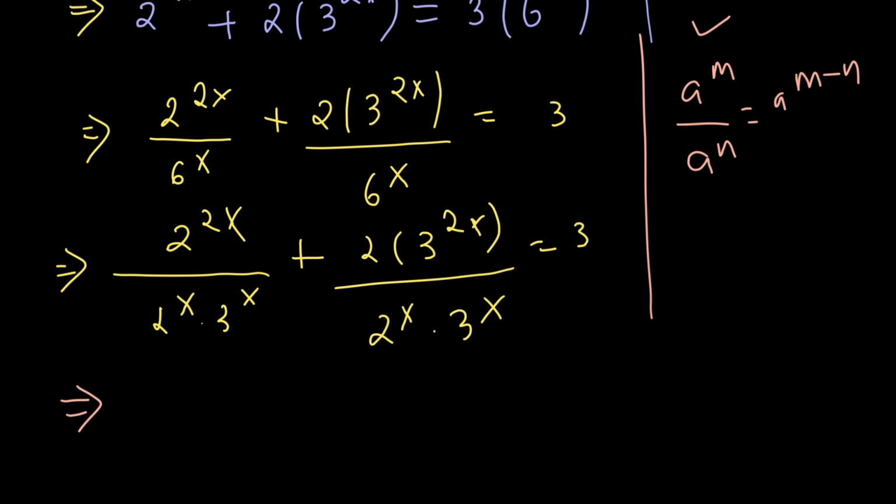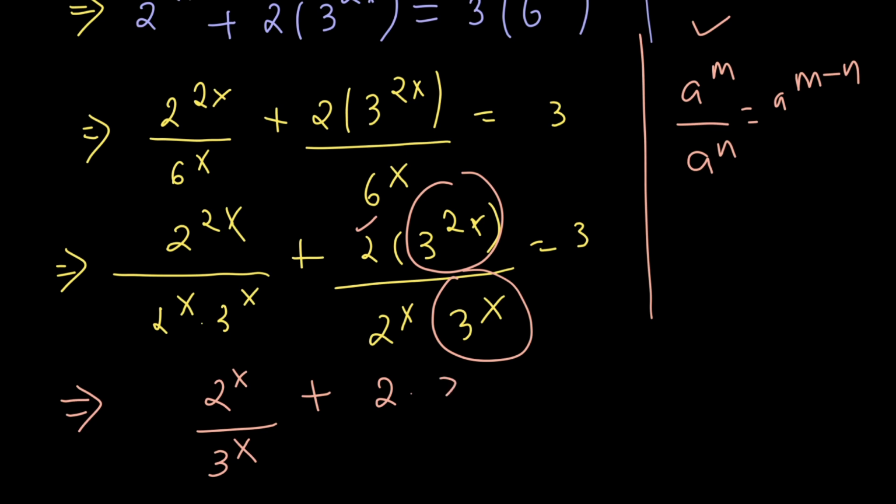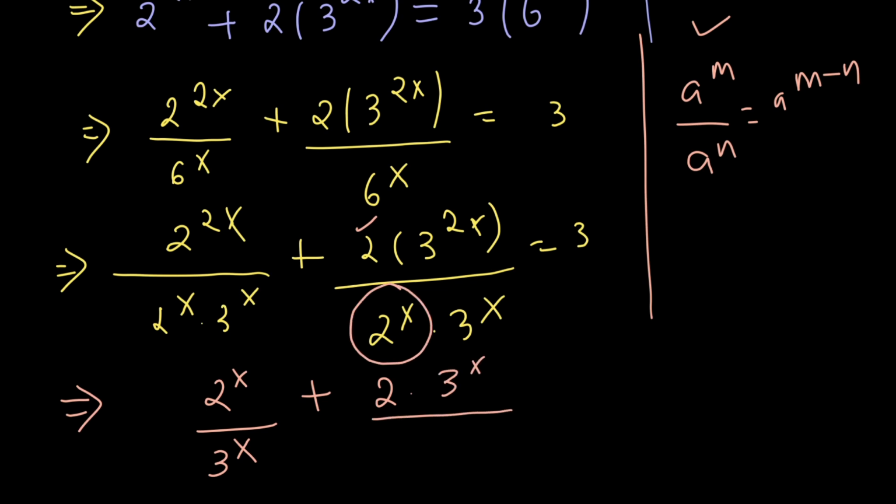So that will turn out to be simply 2 to the power x, and 3 to the power x in the denominator as it is, because we have not utilized that one. Plus, now over here, first of all, this 2 as it is multiplied with 3 to the power 2x divided by 3 to the power x will give me 3 to the power 2x minus x, and that is going to be simply 3 to the power x, okay, divided by 2 to the power x in the denominator as it is, and this thing equals 3.